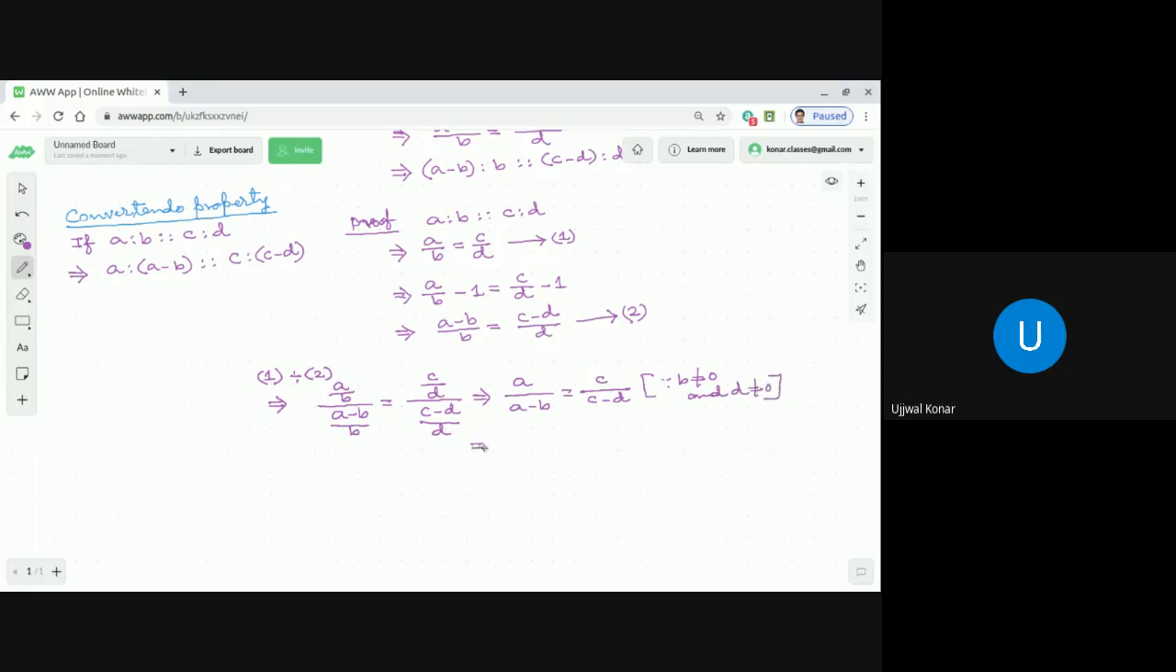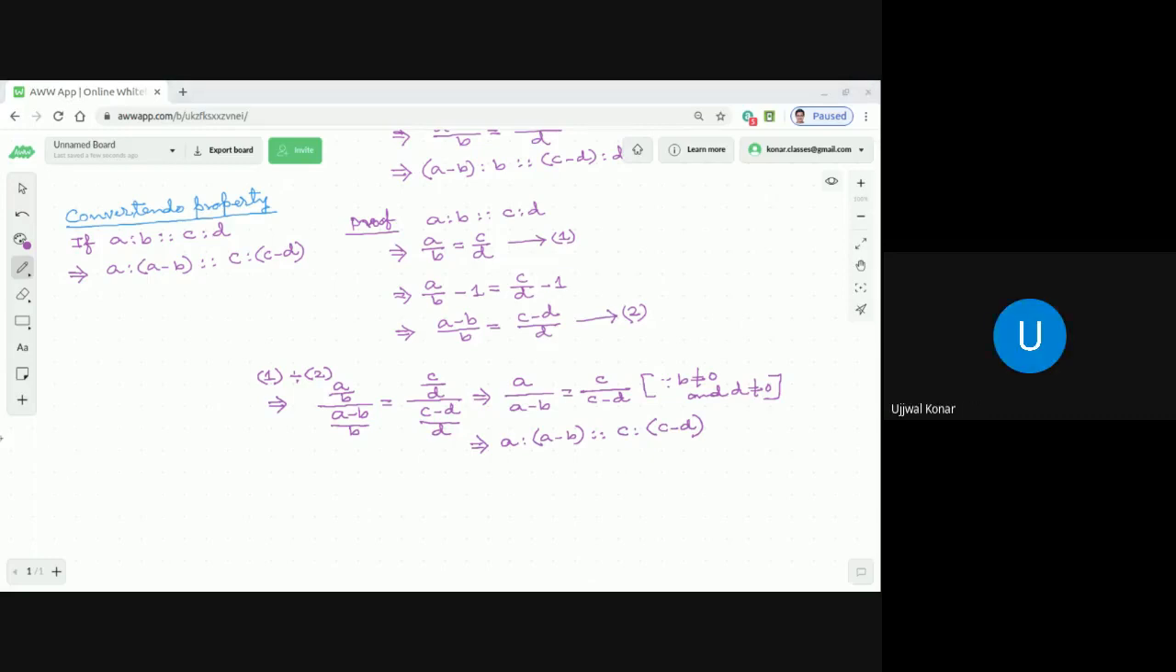So from here, what we can conclude? We can conclude that A is to A minus B is equal to C is to C minus D. So this property is known as the convertendo property. Correct?